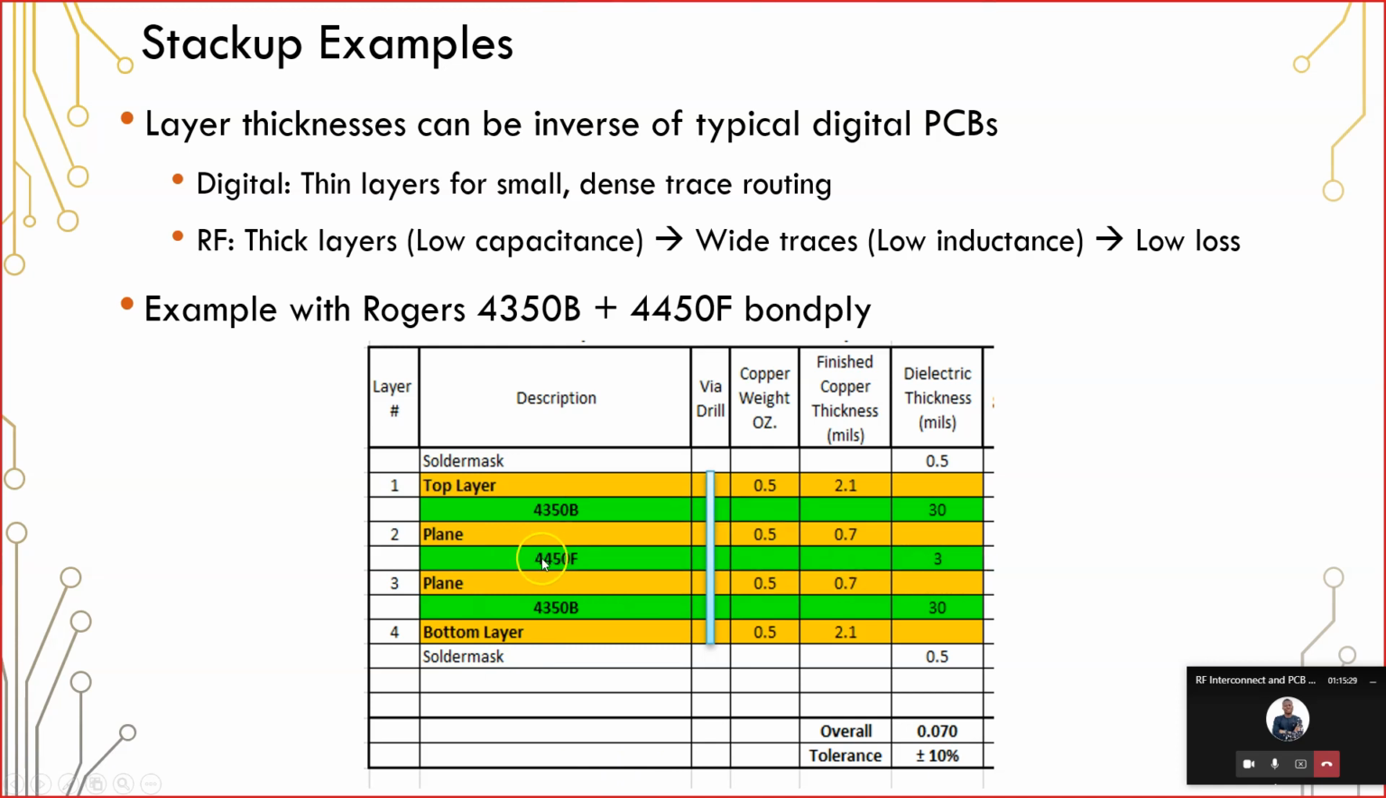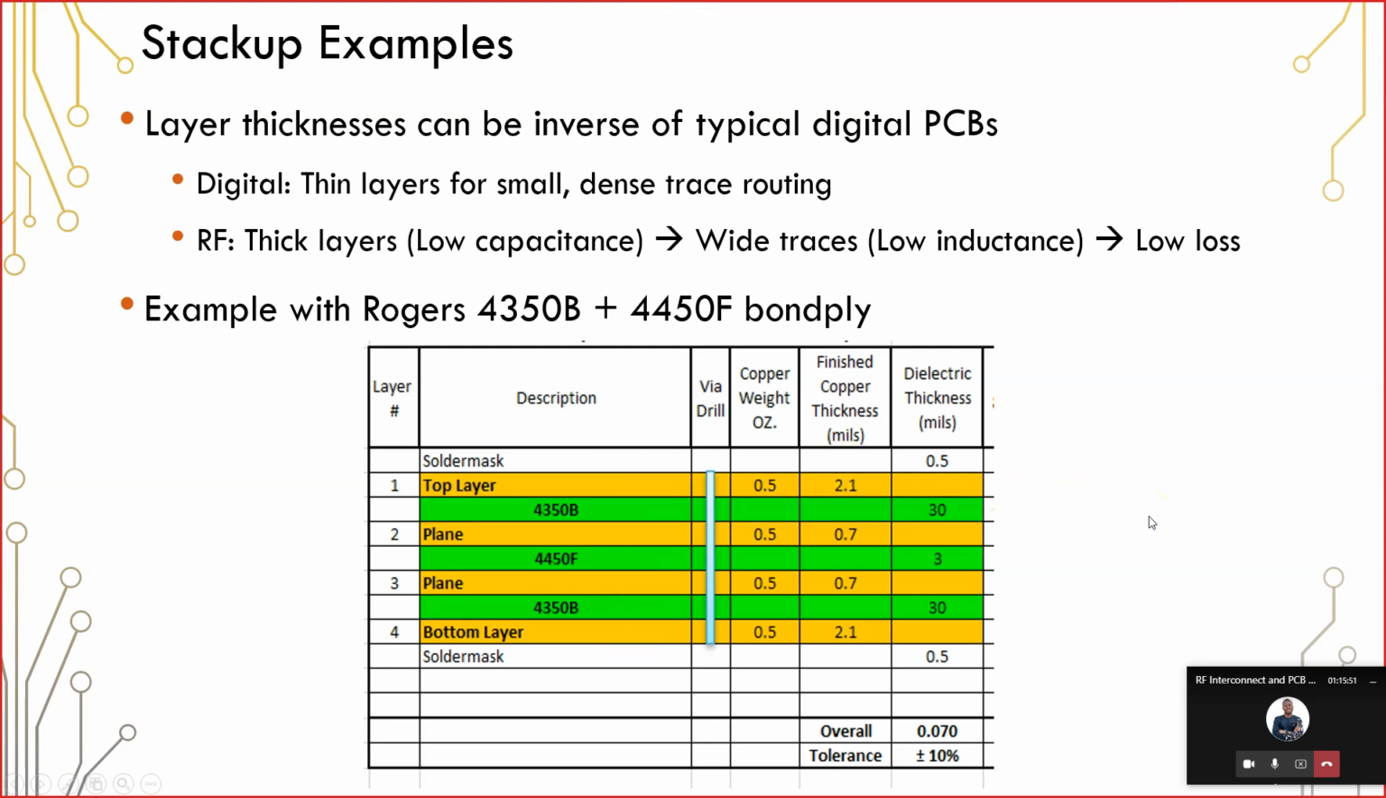So this RF material, this 4450F material, is a Rogers material. And this particular material separates 2 plane layers by 3 mils. It's a very, very thin bond ply material, and this bond ply material essentially acts like a glue. It's like the prepreg between these 2 core materials that are on the outer layers.